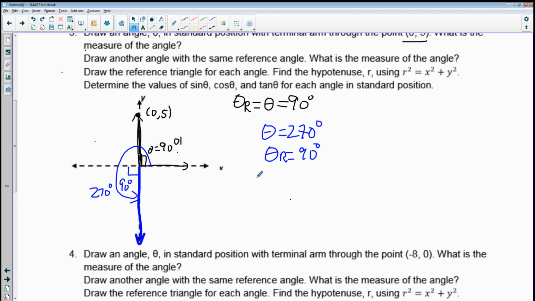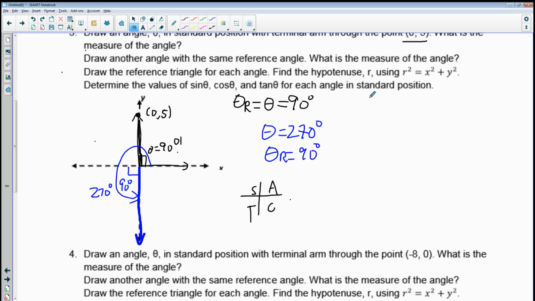Now, if we apply the CAST rule, on the top, all is positive, sine is positive here. So we expect sine to be positive on top and negative down here. Cosine, same thing. Cosine is negative here and positive here. So what can cosine possibly be there? Right in between positive and negative. I wonder, what about tangent? Tangent is positive here, negative here as well. Okay, well, let us take a look.